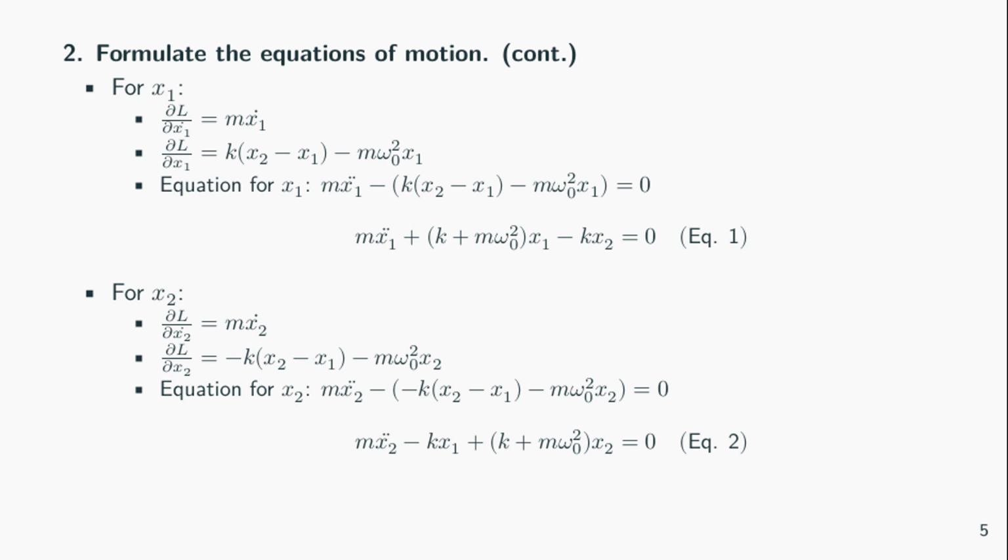Rearranging this equation, we get m x1 double dot plus the quantity (K plus m omega 0 squared) times x1 minus K x2 equals 0, with the K terms from the spring potential. Now let's call this equation 1. Now let's do the same for x2.